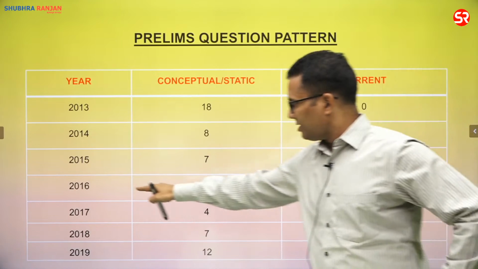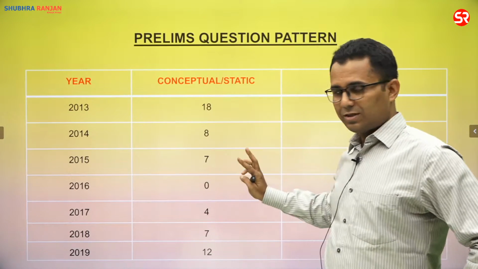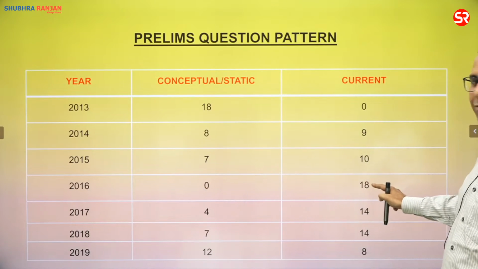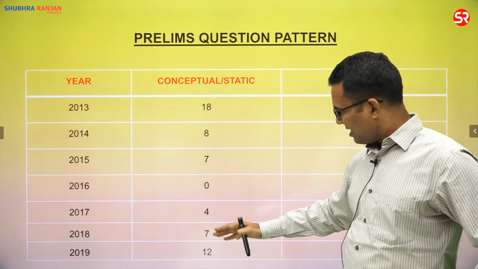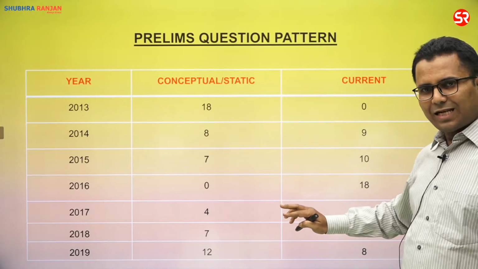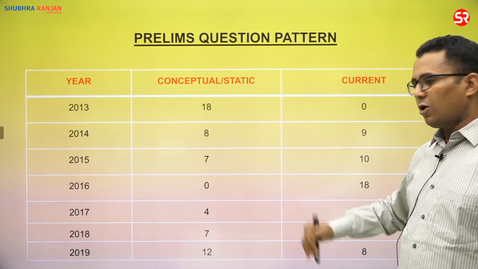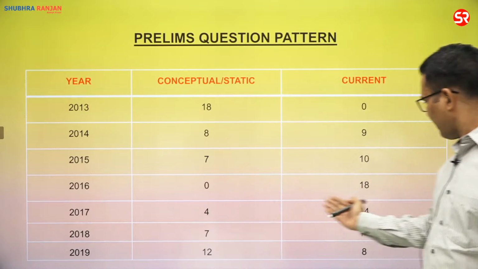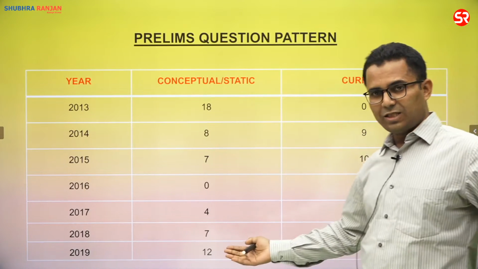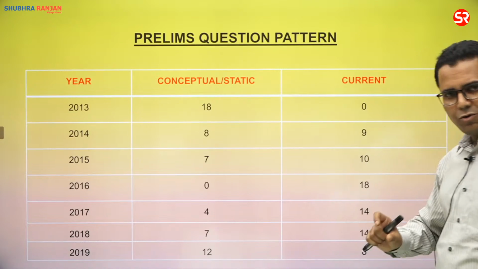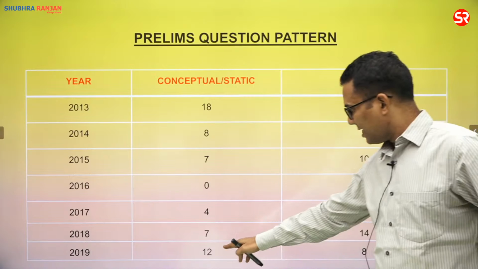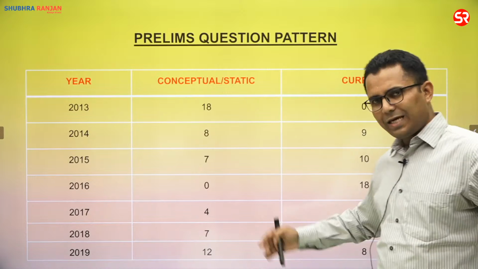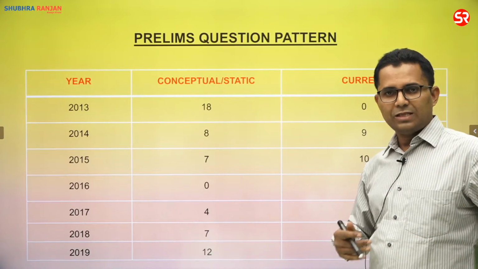And if you will see the trend in 2016, it's exactly reversed. So in 2016, there were no conceptual questions, 0, and all the 18 questions were current affairs. Now if you see in the last 2-3 years, the trend has slightly started changing towards the conceptual questions. In 2017, out of the total 18 questions, 4 were conceptual and 14 were current affairs questions. In 2019, there were around 20 questions in the prelims portion, and you see that the conceptual questions have increased to 12. So again, there is a trend that the conceptual questions have started increasing.